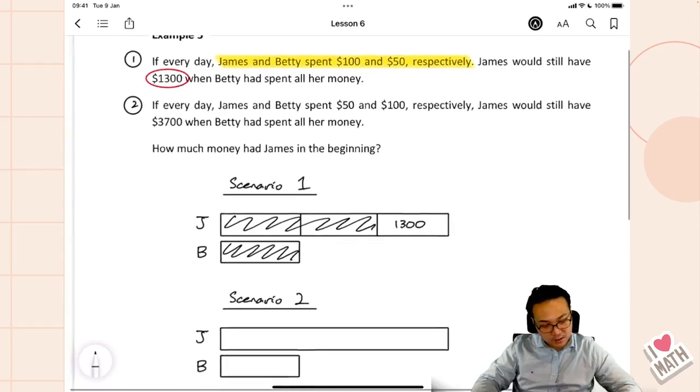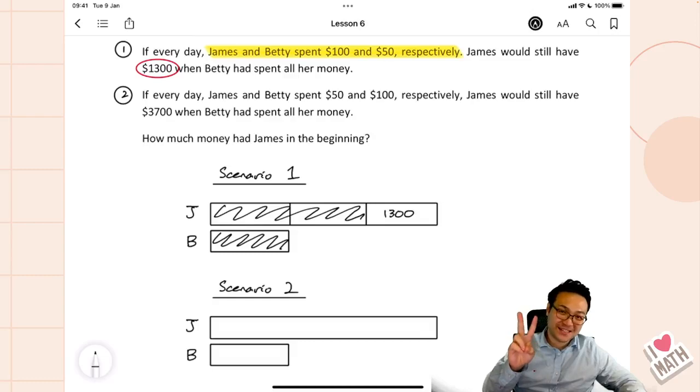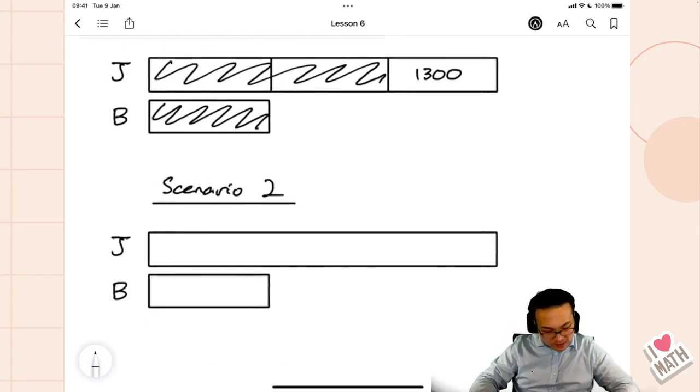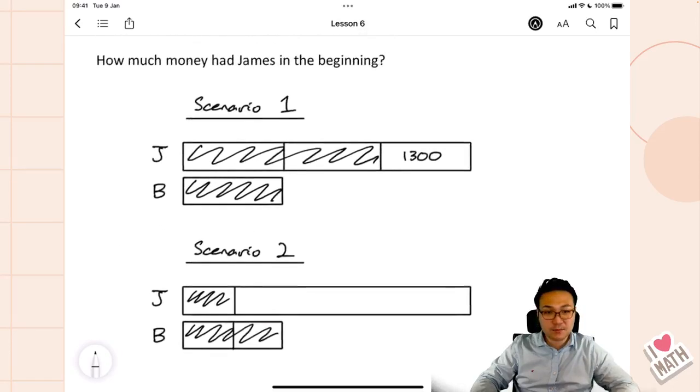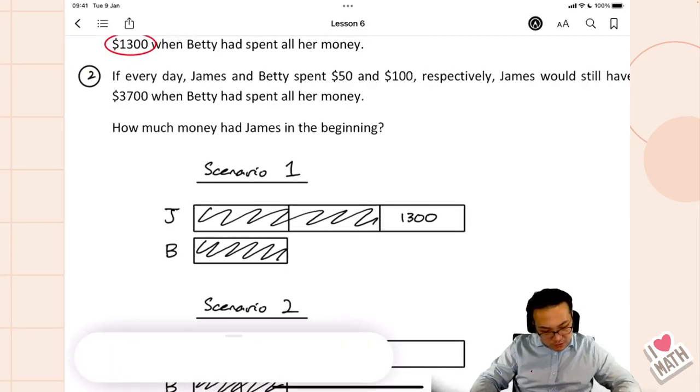Understand, students? Now let's look at scenario number 2. Now, James is spending less. James is spending 1 unit. Betty is spending 2 units. Okay? So let's say that Betty is spending 2 units. James is only spending 1 unit. So this is being spent. This is being spent. When Betty spent all her money, James still has how much left? Still has, okay, $3,700 left.